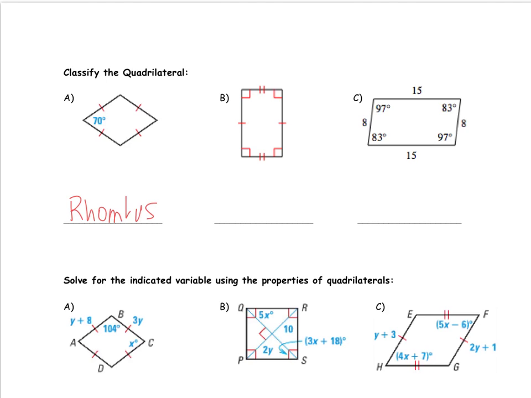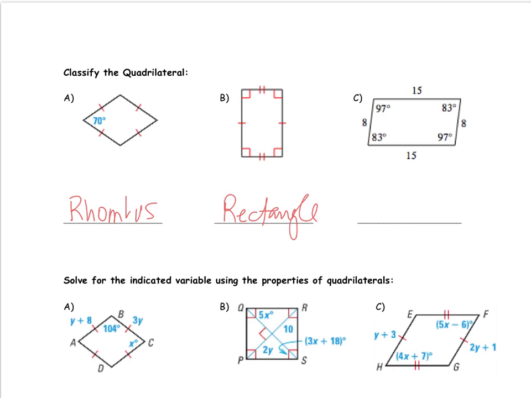Rectangle. Anybody else? Tyler, what do you think? Rectangle, Adrian? All right, it is a rectangle. Okay? C. What do you got? Rectangle? Rhombus? Anybody else? Parallelogram? What do you think, Tommy?